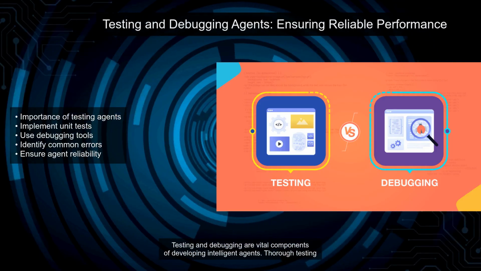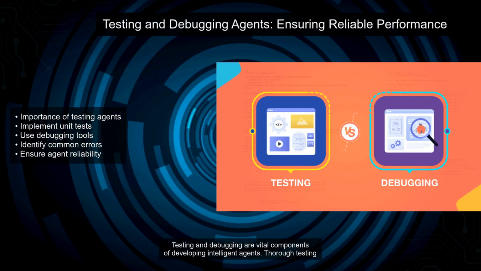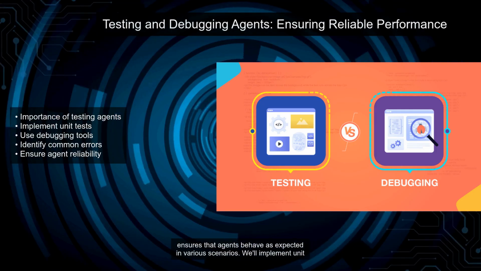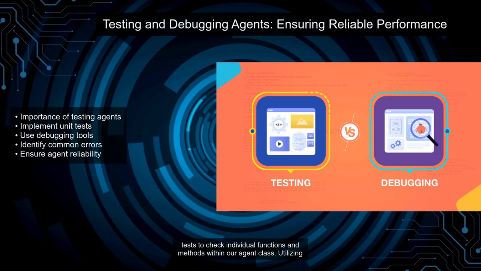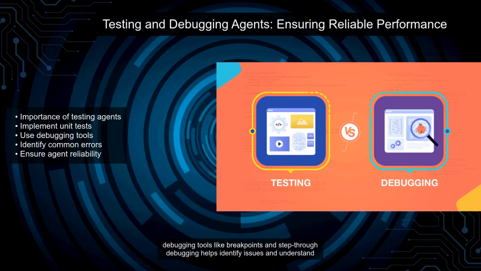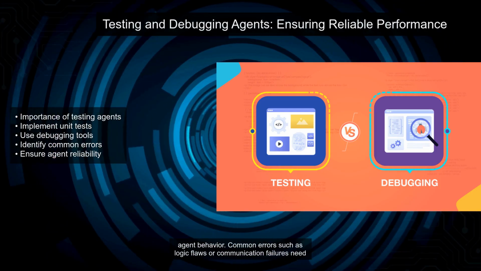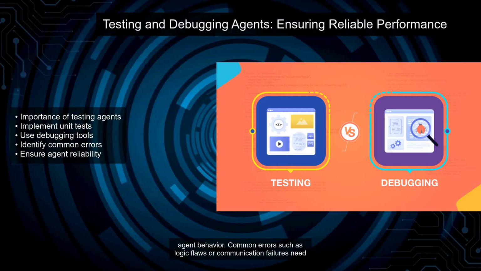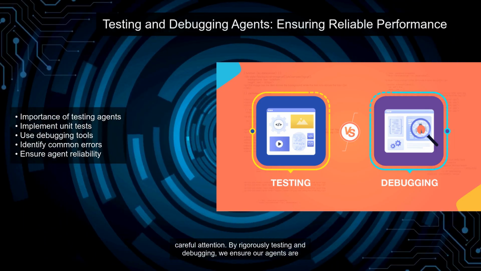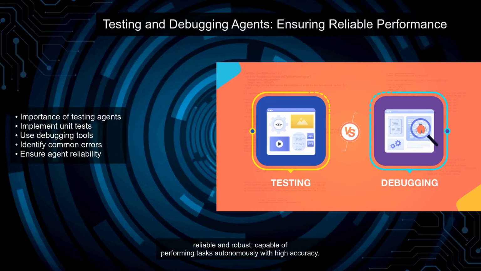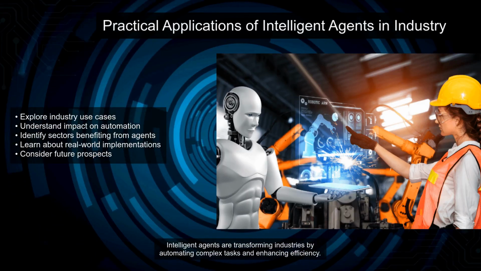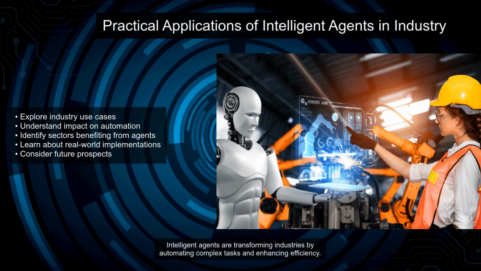Testing and debugging are vital components of developing intelligent agents. Thorough testing ensures that agents behave as expected in various scenarios. We'll implement unit tests to check individual functions and methods within our agent class. Utilizing debugging tools like breakpoints and step-through debugging helps identify issues and understand agent behavior. Common errors such as logic flaws or communication failures need careful attention. By rigorously testing and debugging, we ensure our agents are reliable and robust, capable of performing tasks autonomously with high accuracy.